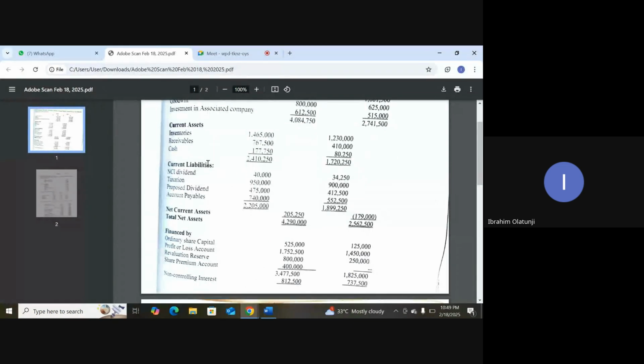So what's the opening balance of the dividend? You can see proposed dividend. Opening balance is how much? 2017.